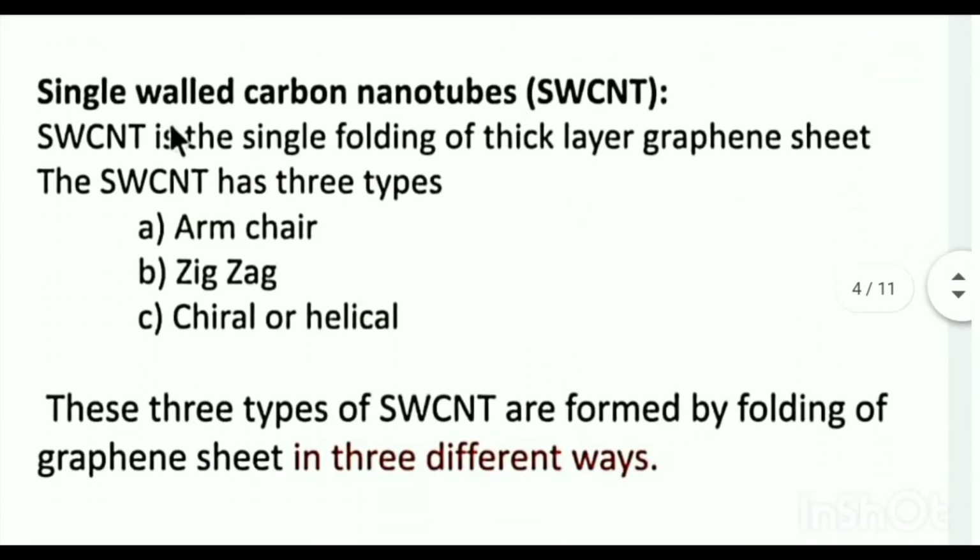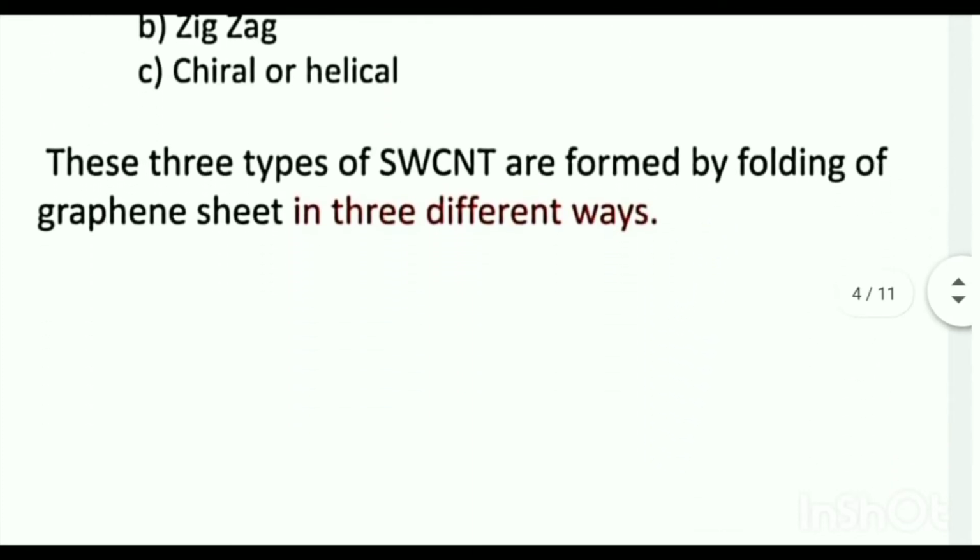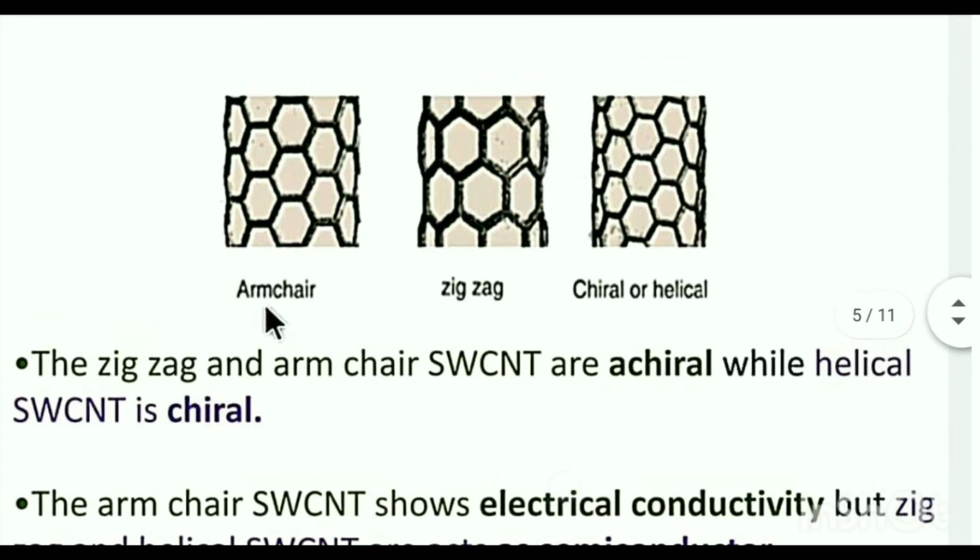Now, single-walled carbon nanotube, SWCNT. It is the single folding of a thick layer of graphene sheet. The SWCNT has three different types: armchair, zigzag, chiral or helical. These three types of SWCNT are formed by folding of graphene sheet in three different ways. We can see here the graphene sheet folded in three different ways.